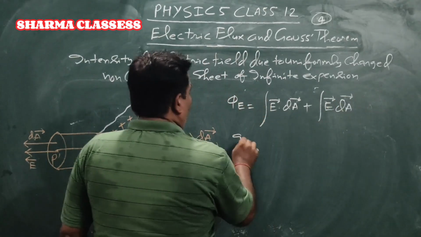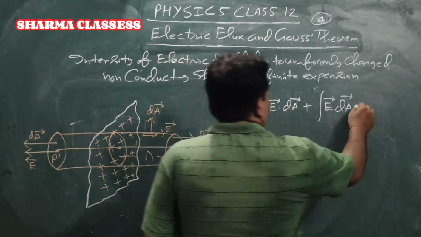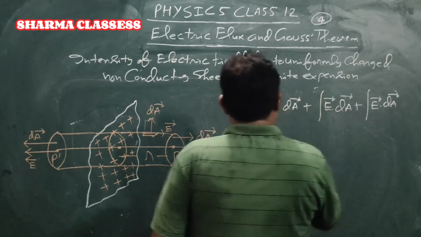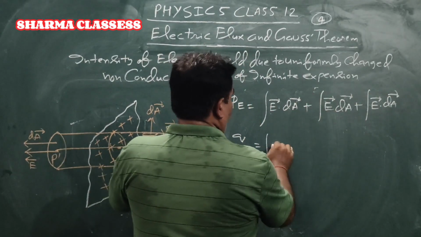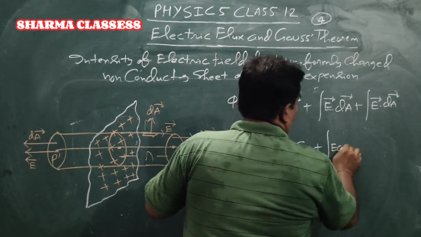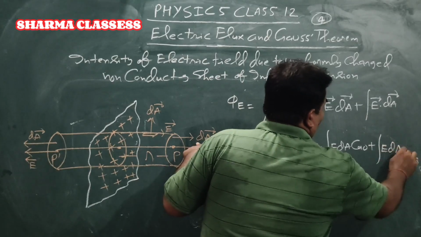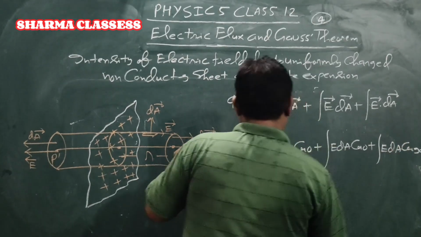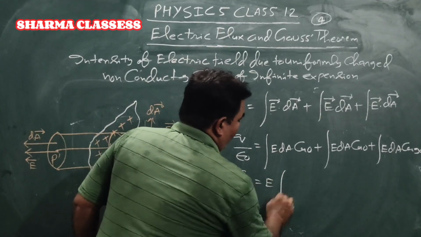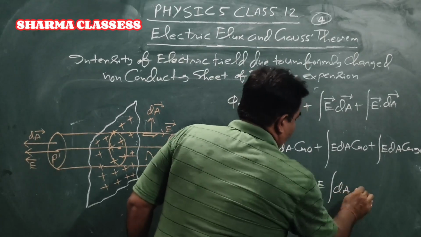By Gauss theorem, phi is equal to Q upon epsilon 0, which equals the integration of E dot dA. On the curved surface it is 0. On this surface, E dA cos 0. On this surface, again E dA cos 0. On the curved surface, E dA cos 90, and cos 90 is 0. Cos 0 is 1, so E is taken out of the integral of dA.